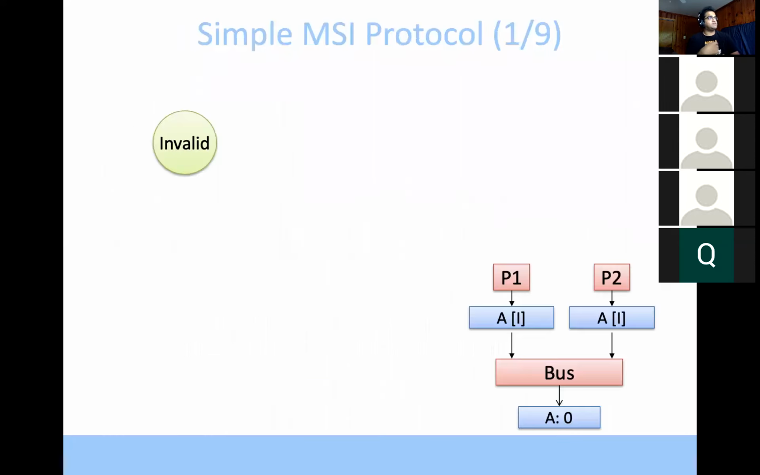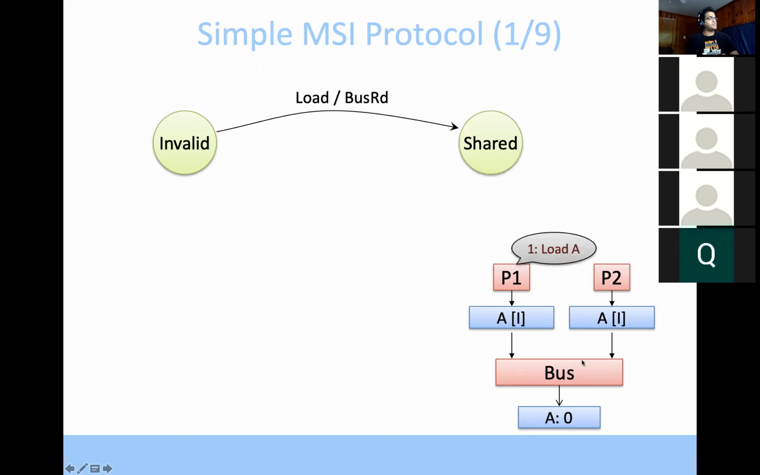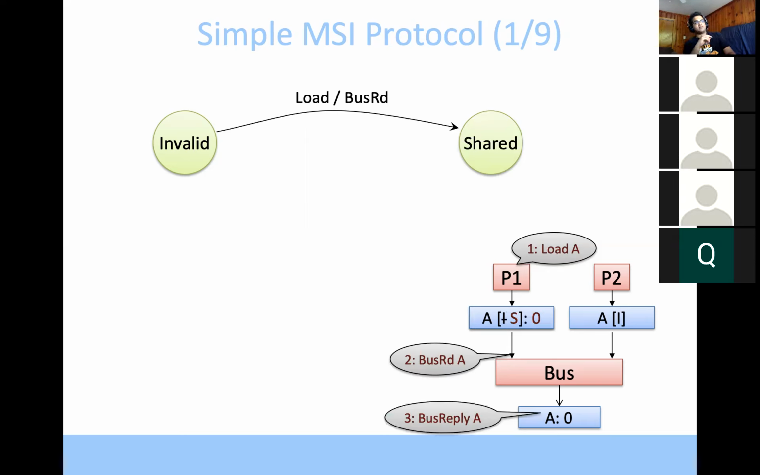So a simple example of the MSI protocol: we start out with P1 and P2 both having the address A as invalid in their caches. A is in memory with the address 0. There's a bus connecting the two processors. So you start out in invalid. Let's say you do a load, which then requires a bus read, and you transition to shared, right? So now you issue that bus read for A. You get the value back. A in P1's cache is now in the state shared, and it has a certain value.